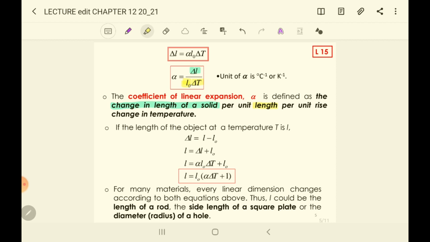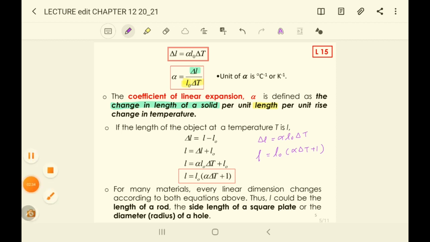For many materials, the linear dimension changes according to both equations above. We can calculate delta L, the change of the length, by using the first equation, and we can use this equation to calculate the final length after we simplify. L could be the length of a rod, or the side length of a square plate, or the diameter of a hole, for example, the diameter, also the radius of a hole, where the radius is diameter divided by 2.